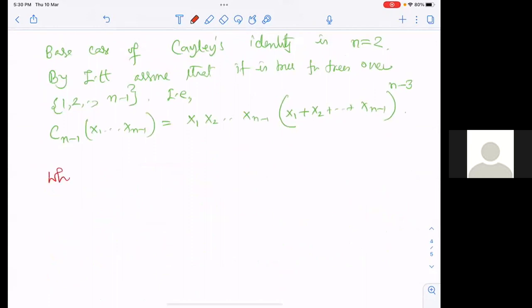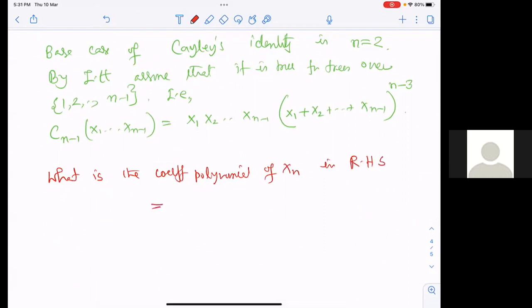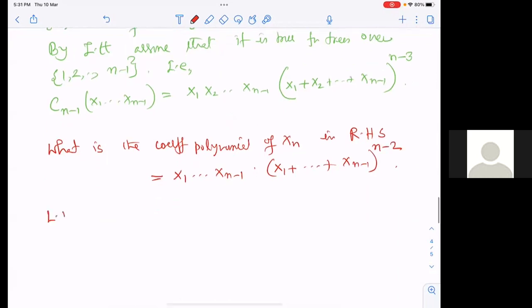Now, what is the coefficient polynomial of xn in RHS? It's very simple. We already computed for x1 with the same argument. It is x1 to xn minus 1 times x1 plus up to xn minus 1, to the power n minus 1. We have divided by xn and substituted xn equal to 0. So now look at LHS.